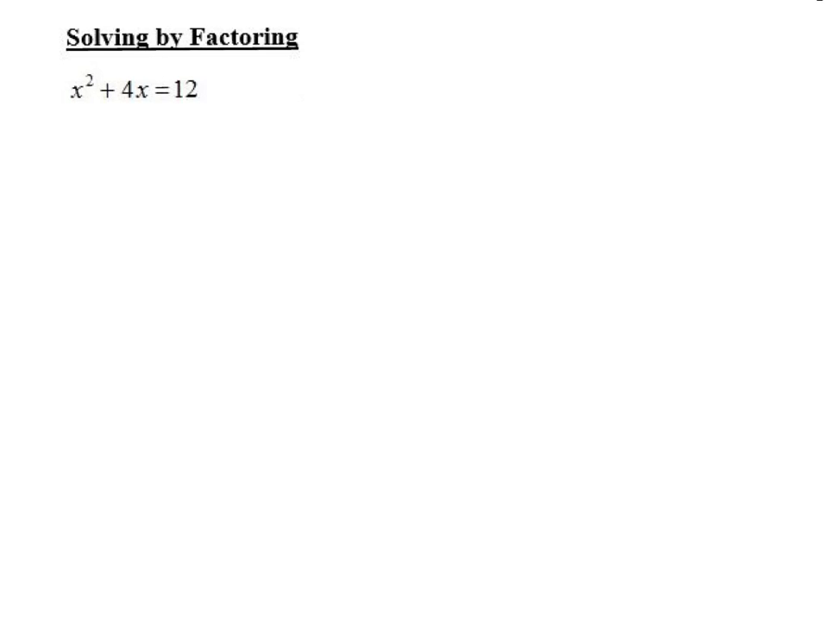So I'll show you the two examples, and then there's 9 problems at the bottom of the worksheet that you can try on your own. So first, solving by factoring, we need to begin by writing the equation in standard form, which means we need to get a 0 on one side, and it will look like this. X squared plus 4x minus 12 equals 0.